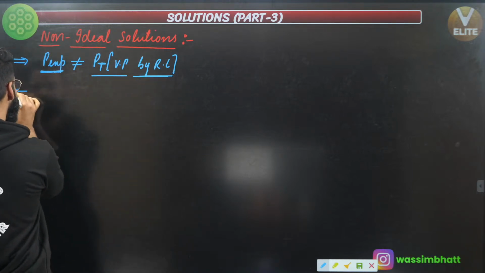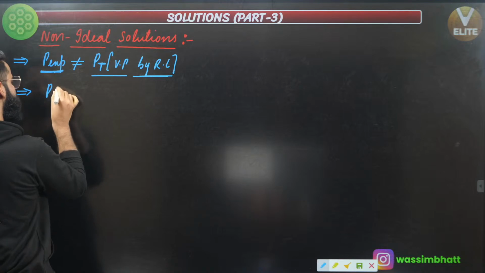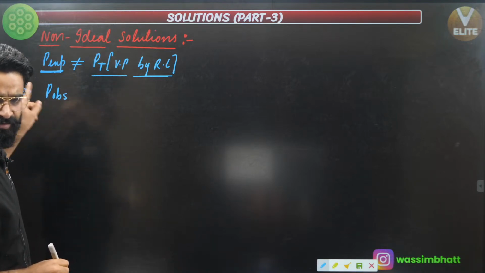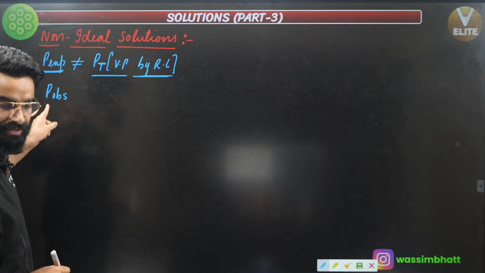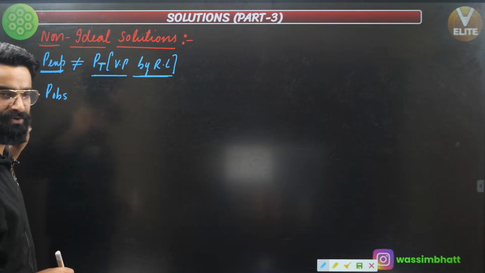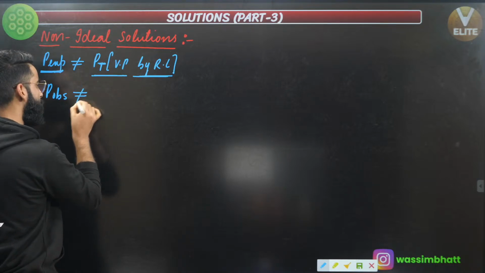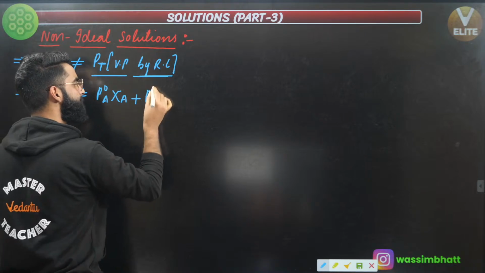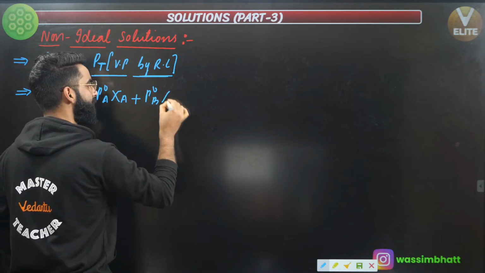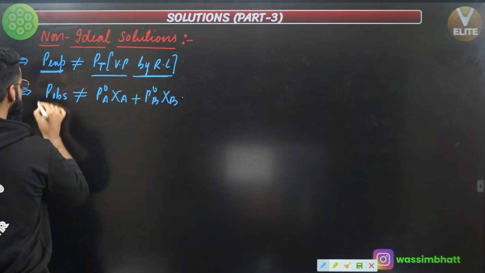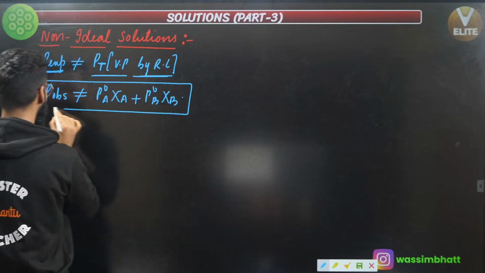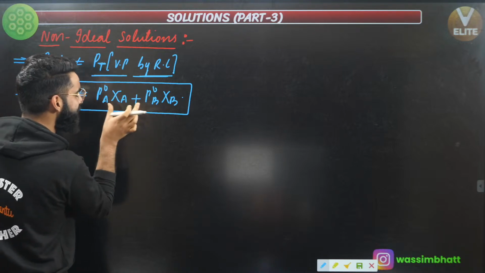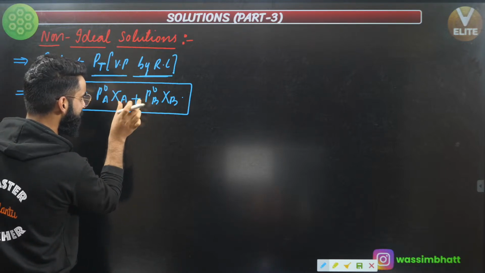Or I can clearly say the observed vapor pressure of the solution, that means I'm talking about the actual vapor pressure of the solution, the experimentally determined vapor pressure of the solution. It won't be equal to P naught A chi A plus P naught B chi B. Okay, in that solution the actual vapor pressure won't be equal to the theoretically determined vapor pressure, which was calculated by means of Raoult's law.